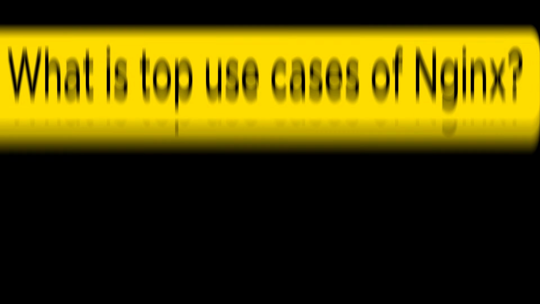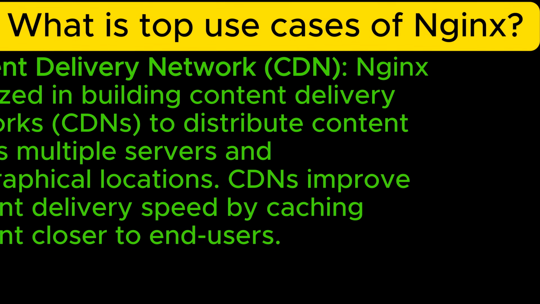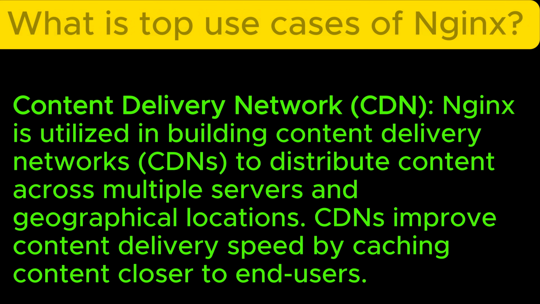So this was another important feature of the Nginx web server, the API gateway. Apart from API gateway, another top use case of Nginx is a very important one, the content delivery network. What is it? Nginx is utilized in building content delivery networks to distribute content across multiple servers and geographical locations. These CDNs improve content delivery speed by caching content closer to end users. What does it mean? Let me show you in the diagram.